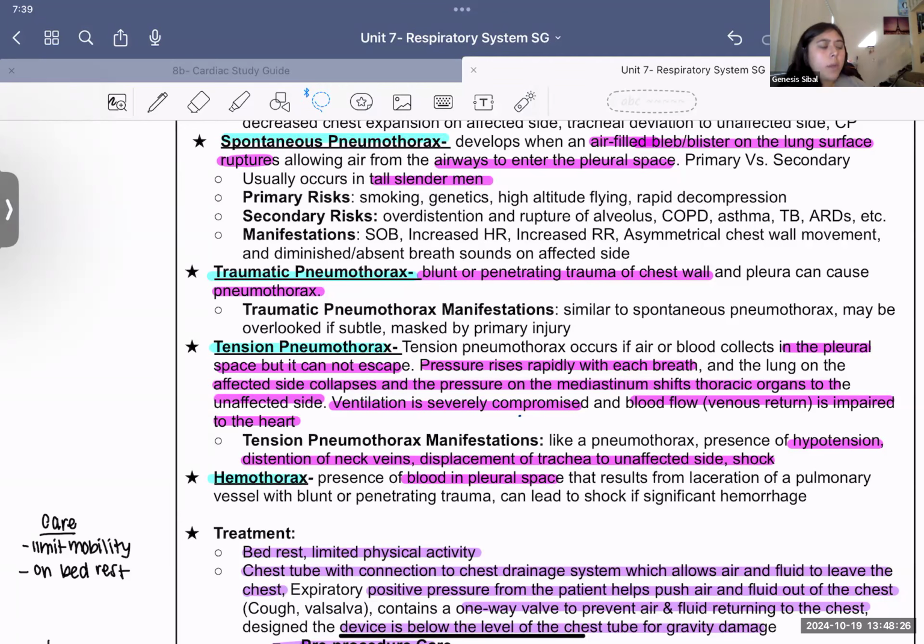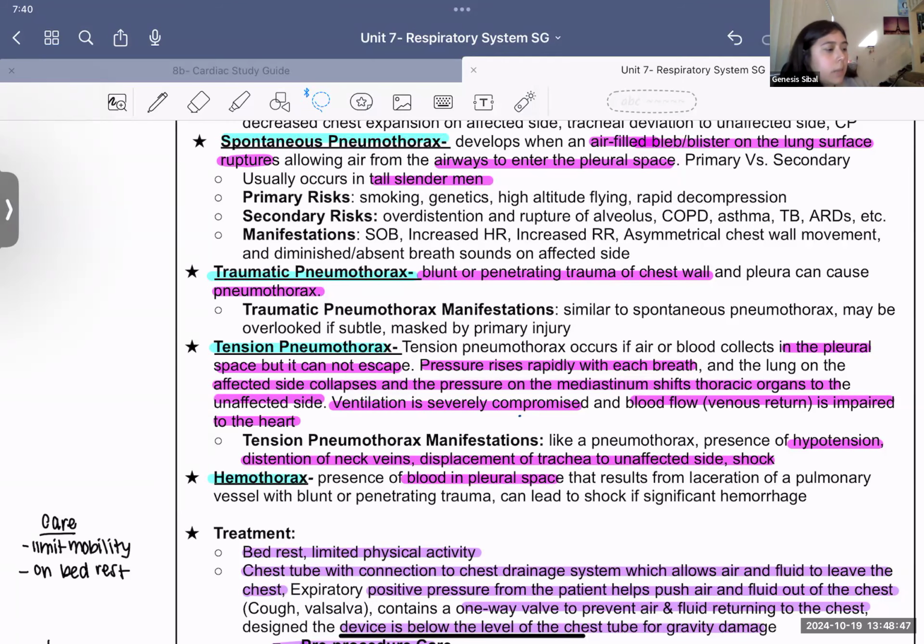So primary risks and secondary risks are associated with this. Secondary is more related to conditions, whereas these primaries are more related to environmental changes and things that you do, like smoking. So manifestations: shortness of breath, increased heart rate, increased respiration rate, asymmetrical chest wall movement, and then diminished or absent breath sounds on the affected side.